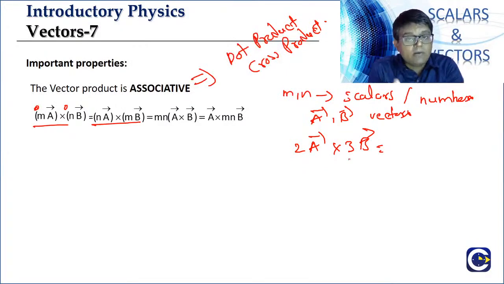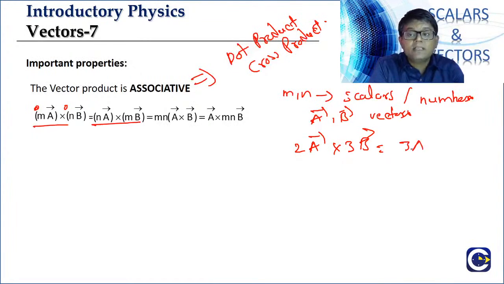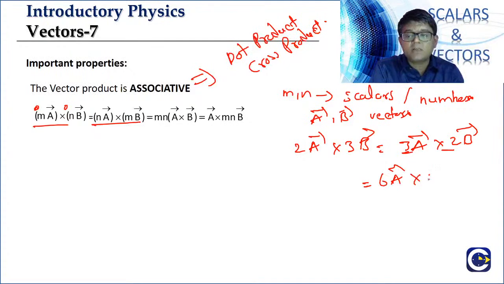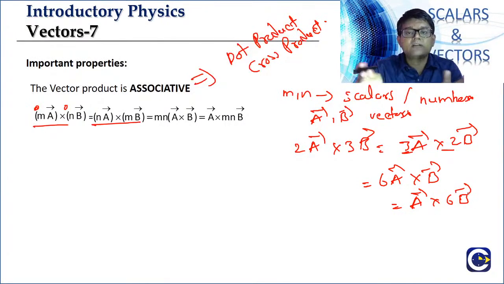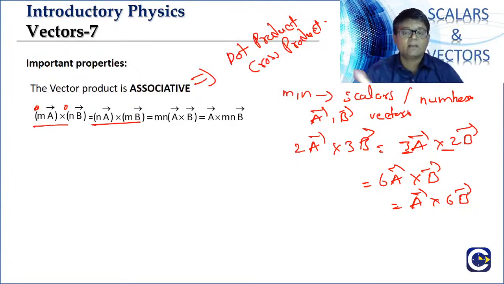If you have 2 into a bar cross 3 into b bar, there is a cross product relation. Then the numbers can be interchanged, which means the value will be the same, even if we take it as 3 into a bar cross 2 into b bar. The value will not change, because 2 times 3 is 6. We can keep it as 6a bar cross b bar, or a bar cross 6b bar. Because after all, 3 into 2 or 2 into 3 will be 6 only. We can keep it anywhere.